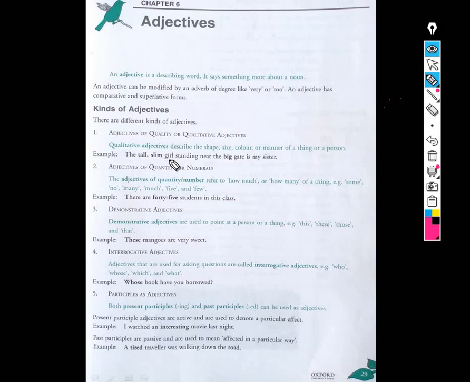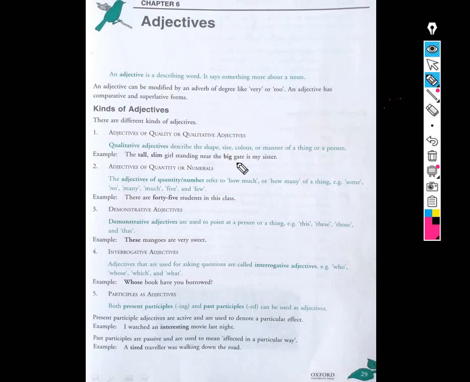For example, the tall, slim girl standing near the big gate is my sister. Here the girl is noun and it has two adjectives. First one is tall, second one is slim. Tall and slim, they are talking about the shape of girl. उसकी shape कैसी है, वो लंबे कद की और दुबली पतली होगी. This is shape. Standing near the big gate is my sister. Big gate के पास खड़ी है.